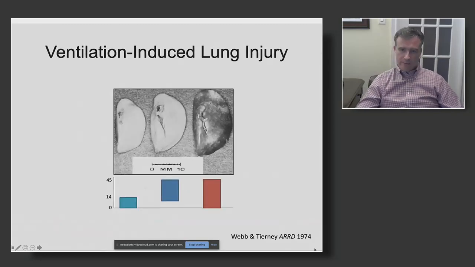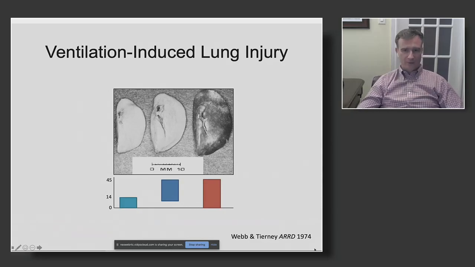All right, so let's move from the heart to the lung. Within about 20 years of the institution of positive pressure ventilation, it was recognized that the mechanical ventilator can do serious harm to the lung. And this was demonstrated in a classic experiment in the 1970s, where they took rat lungs and subjected them to different levels of pressure. So you have the lung on the left subjected to pressure swing from 0 to 14 centimeters of water. The lung in the middle subjected to pressure between 14 and 45 centimeters of water.